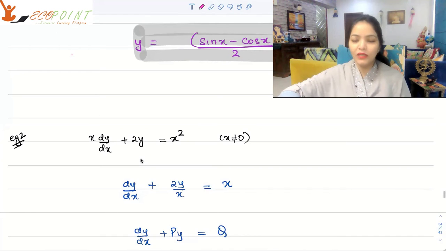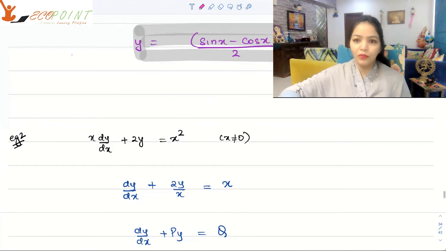Hi guys, so in this video we will be learning a little bit more about the integrating factor questions. So I'll be working on some more examples basically. So let's take this example: x times dy by dx plus 2 times y equals x squared, x is not equal to 0.